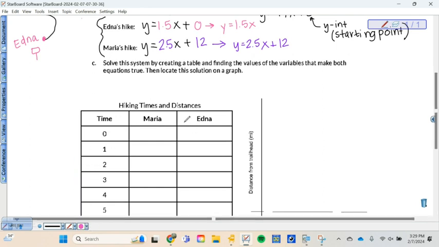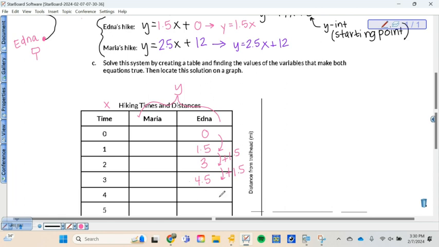Starting with Edna. So our time again is our x variable, and then the distance is our y variable. So for Edna, what is her distance from the trailhead when she starts? Zero. And then she's walking 1.5 miles per hour. So after 1 hour, how far from the trailhead is she? 1.5 miles. After 2 hours, how far will she be? 3 miles. After another hour of walking, after she's walked for 3 hours, how far will she be? 4.5. What are we doing each time? Adding 1.5, exactly.